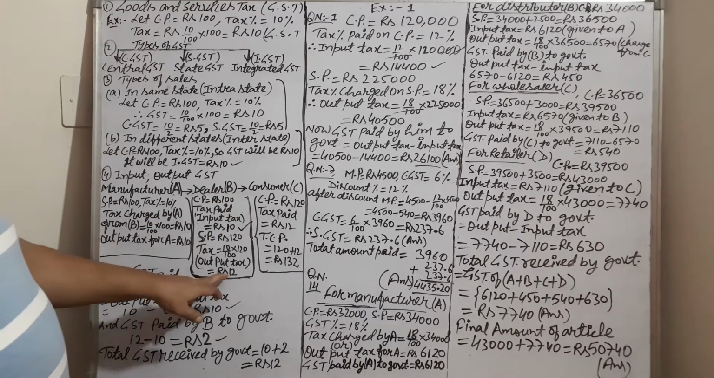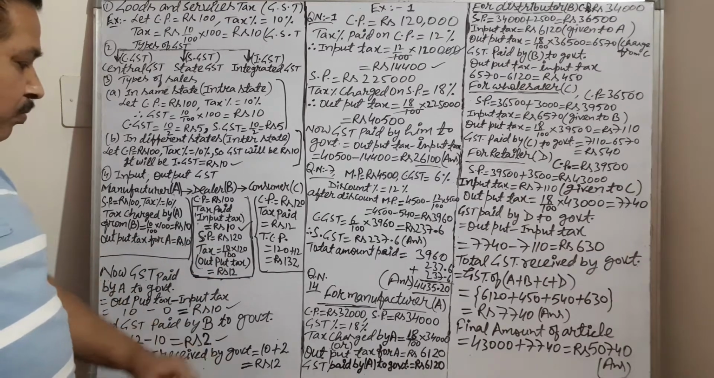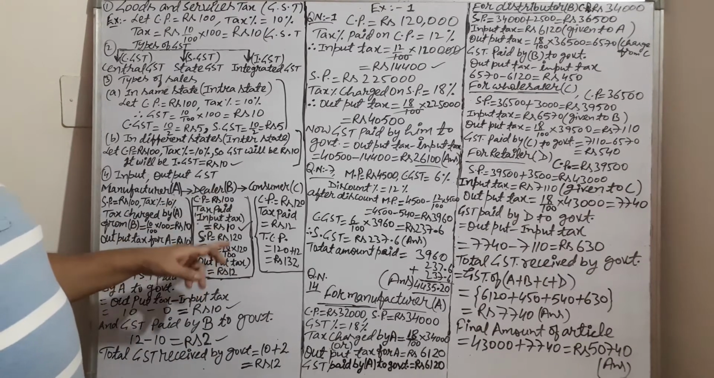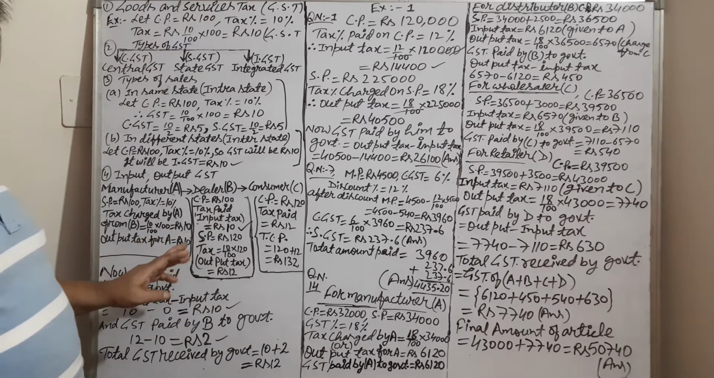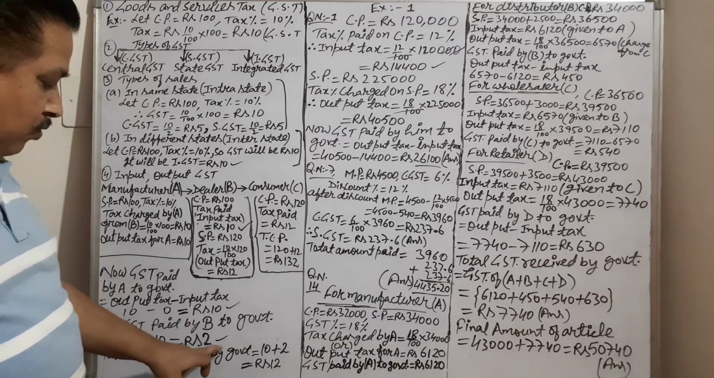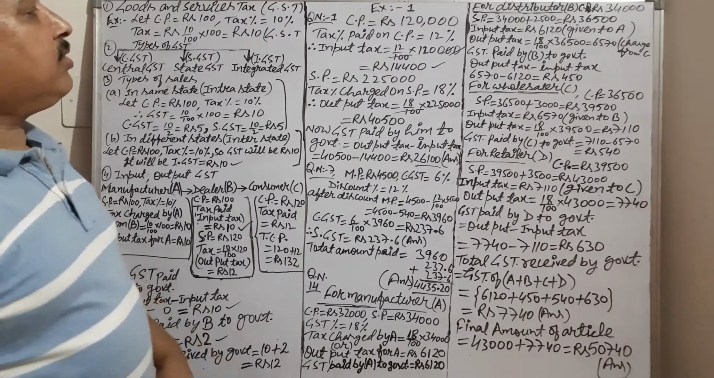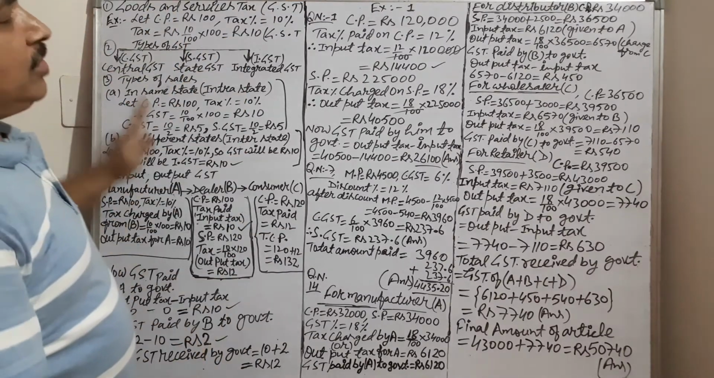Output tax is 12 rupees and input tax is 10 rupees. So 12 minus 10, 2 rupees. So this B will pay to the government as GST 2 rupees. And total GST received by the government is 10 rupees plus 2 rupees, 12 rupees. Answer. So these are all the rules about GST.